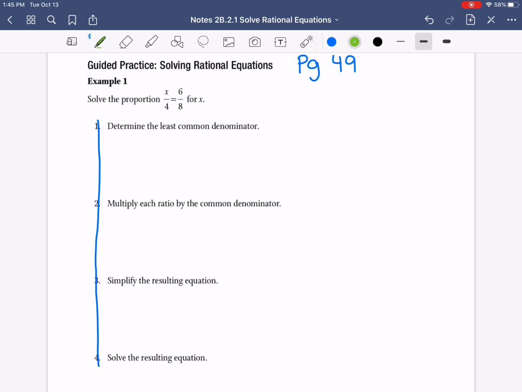It says solve the proportion x over 4 equals 6 over 8. We're going to do that by cross multiplying. So x times 8 is 8x. 4 times 6 is 24. You set those two things equal to each other. That should be pretty easy to solve, right? You just divide both sides by 8 and you get x equals 3.